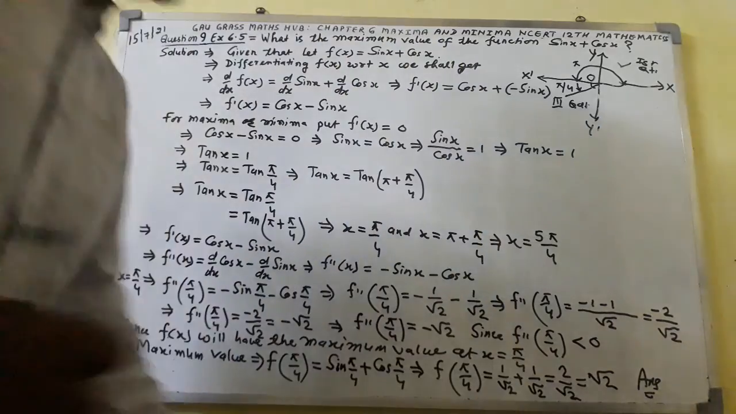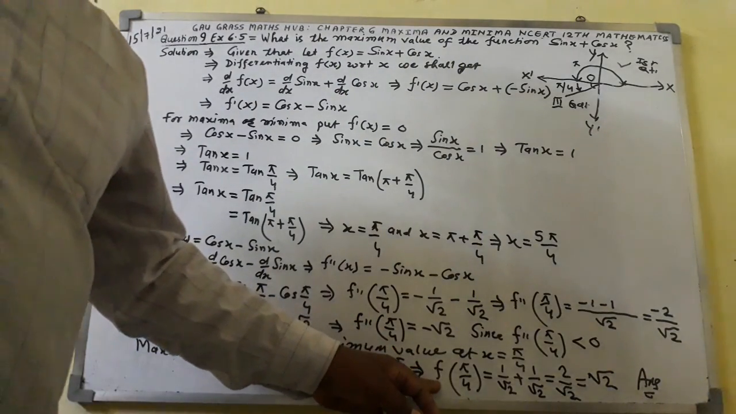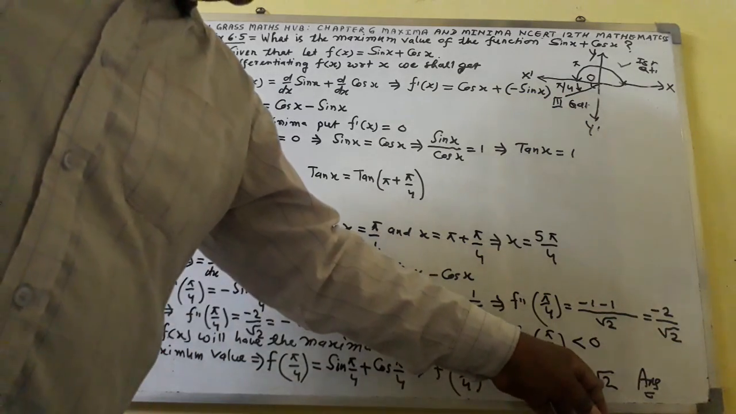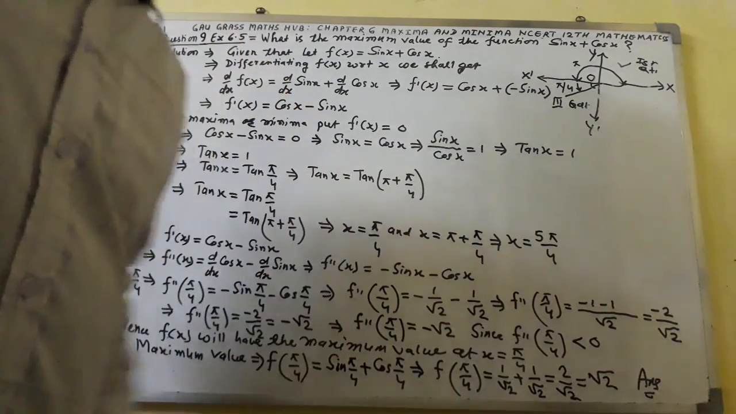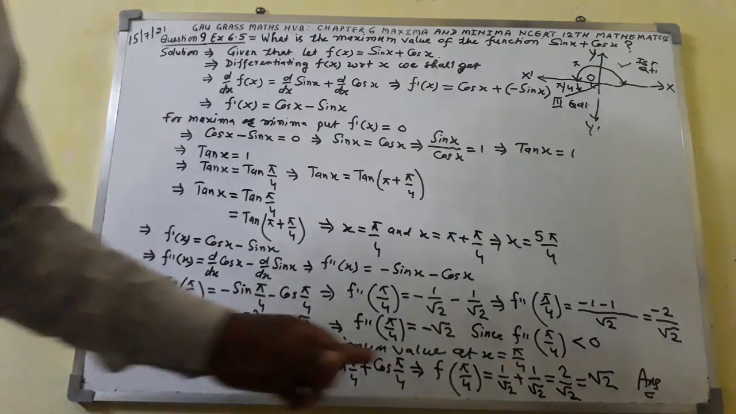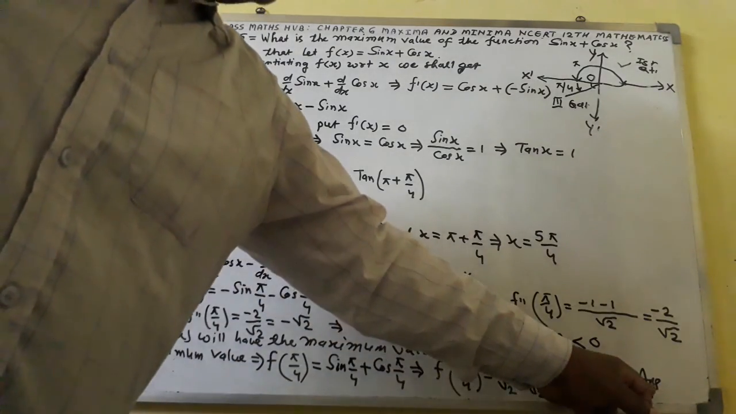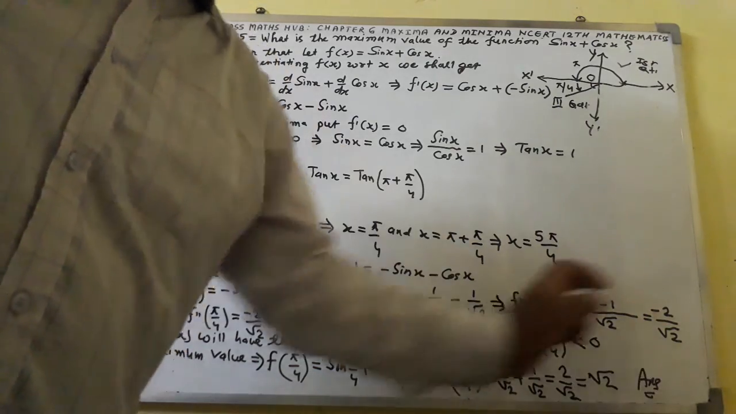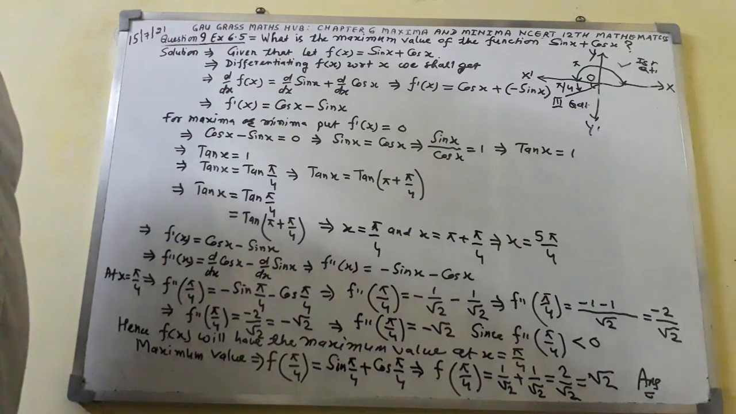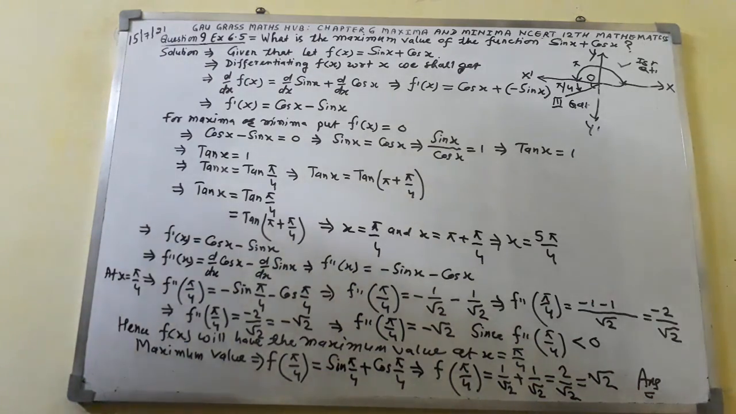f of pi by 4 comes out to be under root 2. This will be the correct answer. The maximum value we have got is under root 2. This under root 2 will be the correct answer of question number 9, exercise 6.5. That has been taken from chapter 6, application of derivatives, subsection maxima and minima of NCERT class 12 mathematics.